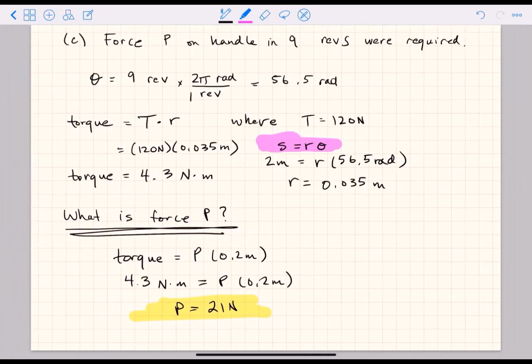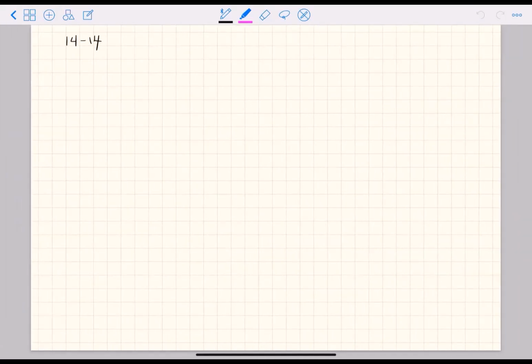Okay, so let's move on to something a little bit newer for us. We're going to look at 1414, and that's on page 503. So in 1414, it says a spring is initially compressed 50 millimeters by a force P. If P is increased 250 newtons, thereby causing a total spring compression of 150 millimeters, what is the spring constant?